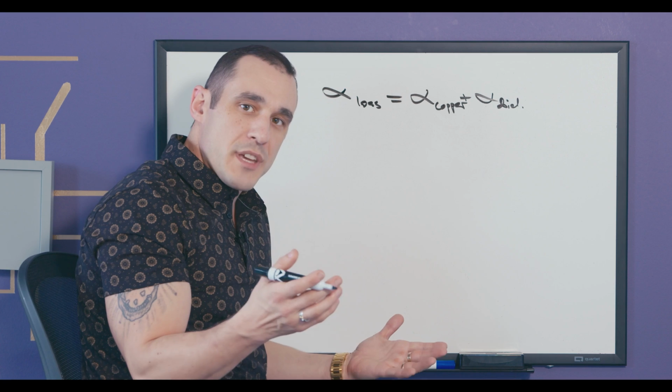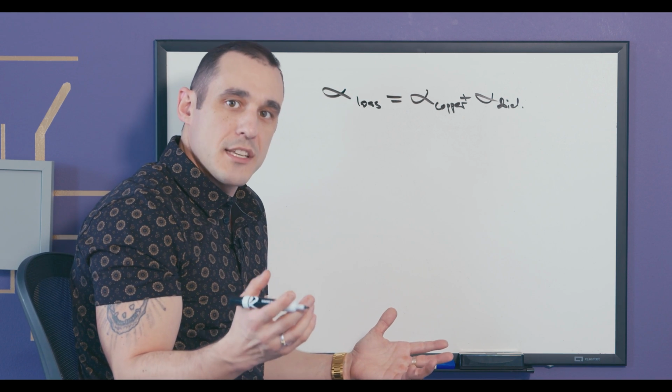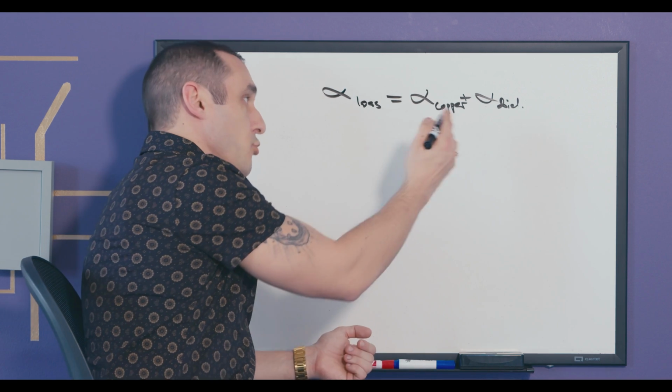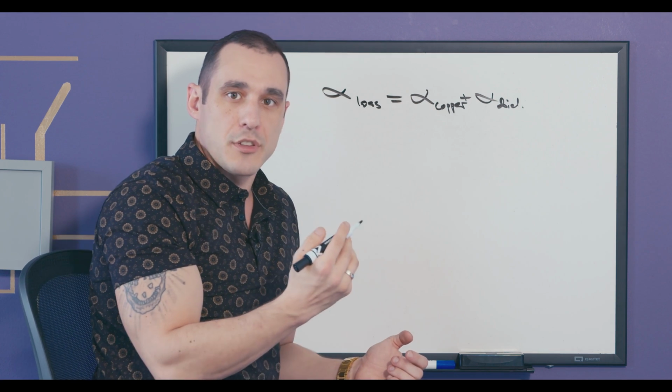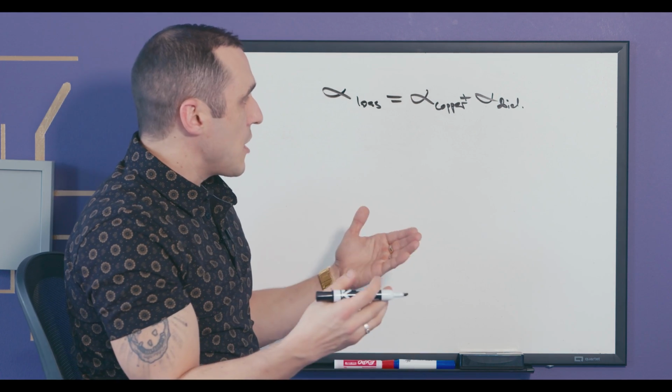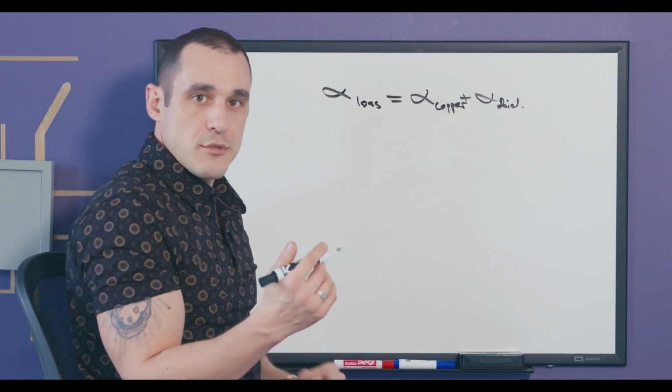That's quite important because if you are trying to reduce loss in a board, you need to know in which regime you're operating in, whether you have dominant copper loss or dominant dielectric loss. So what you really need to know is the frequency dependence of these two terms.